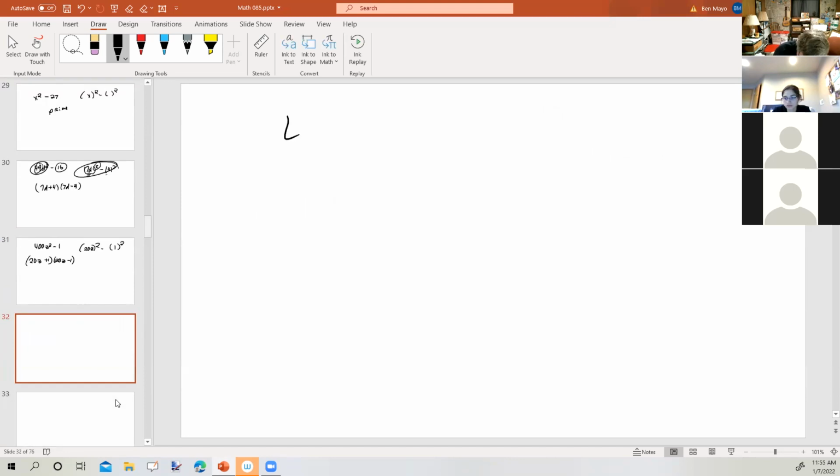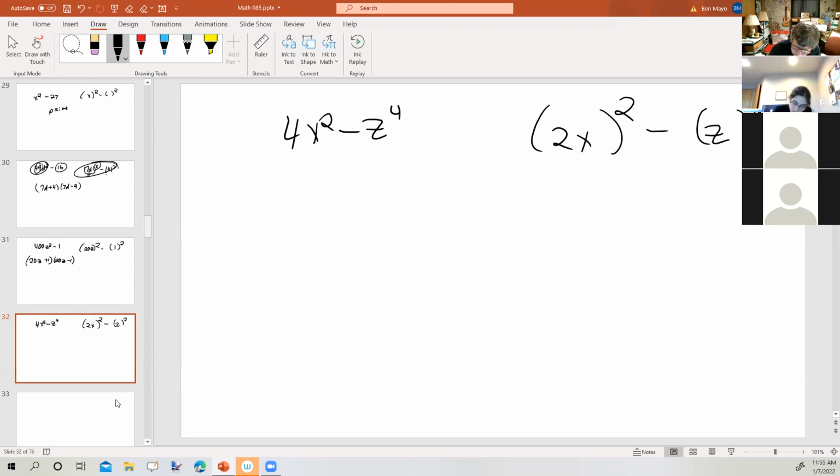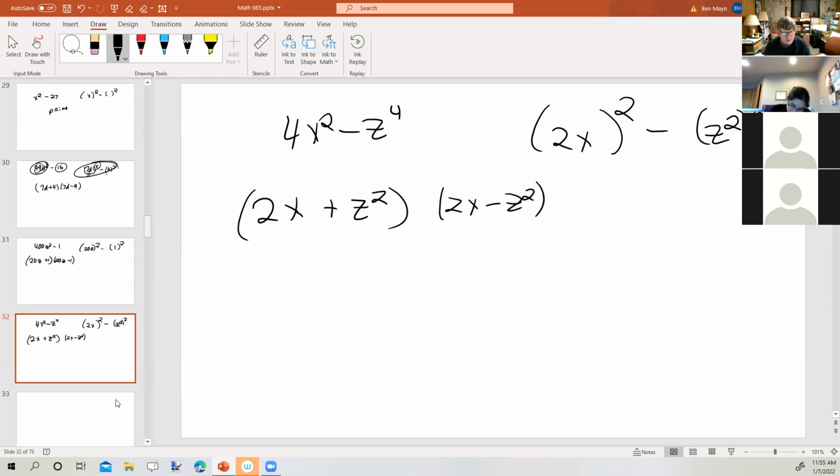All right. 4x squared minus z to the 4th. Well, that would be 2x quantity squared, and z squared quantity squared. So my factors are 2x plus z squared, 2x minus z squared. If you're sitting there going, this seems a lot easier than the stuff we've been doing, it should be.